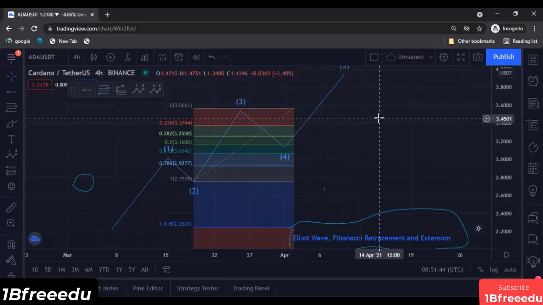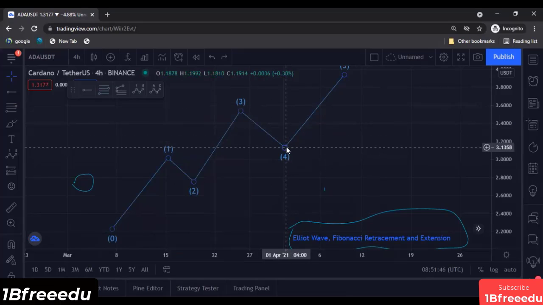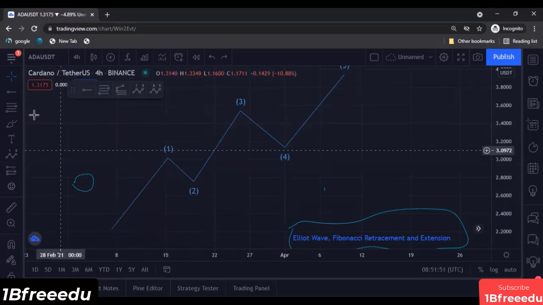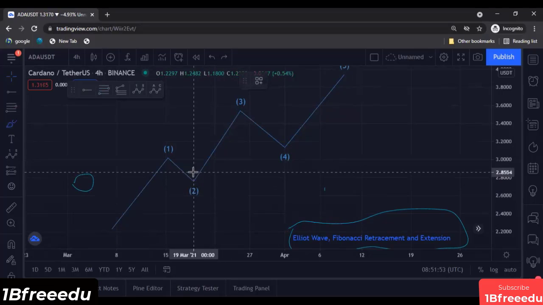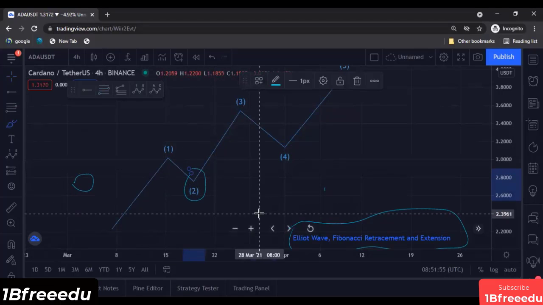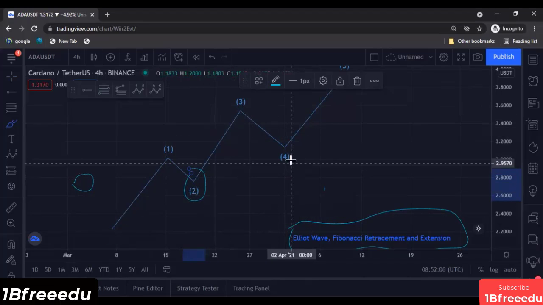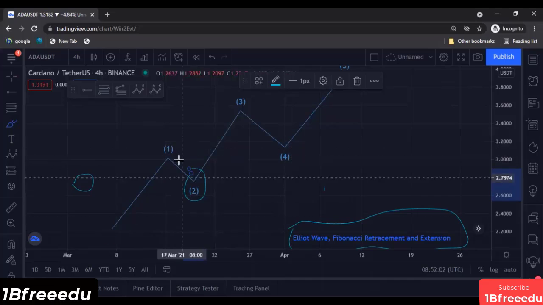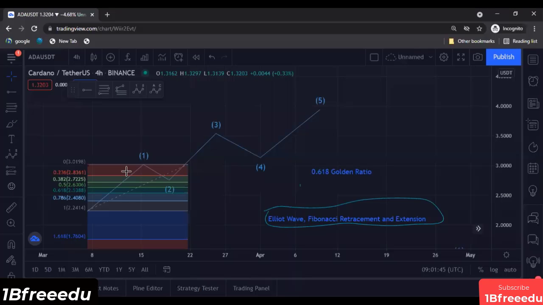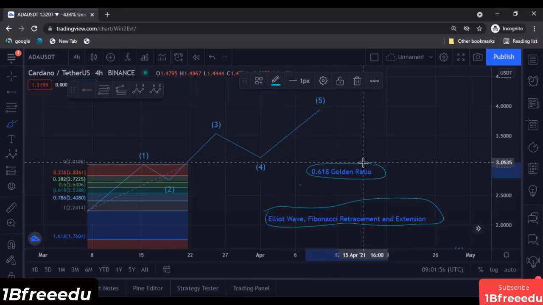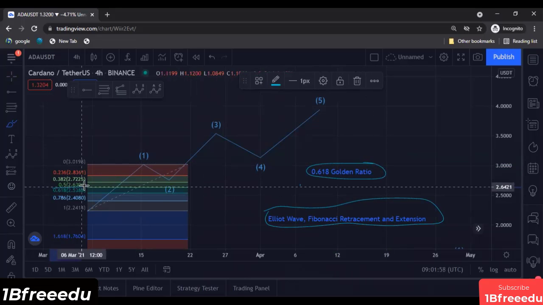The first rule was that this fourth wave should always be above the first one, and the second rule is that if there is a retracement which is between 20 to 30% in the second wave, then we would see a much larger retracement in the fourth wave. Before moving any further, I would like you all to note this 0.618, which I will circle here as well.